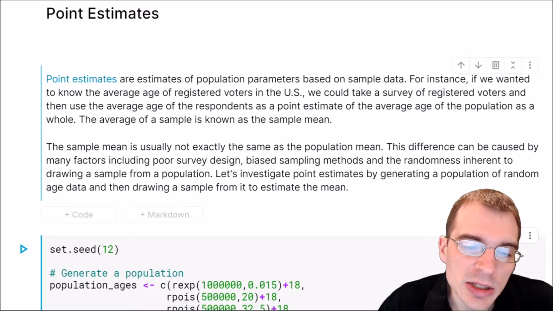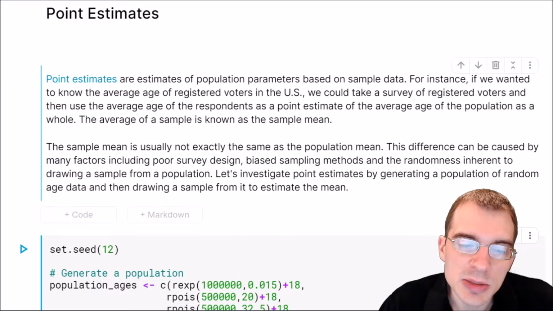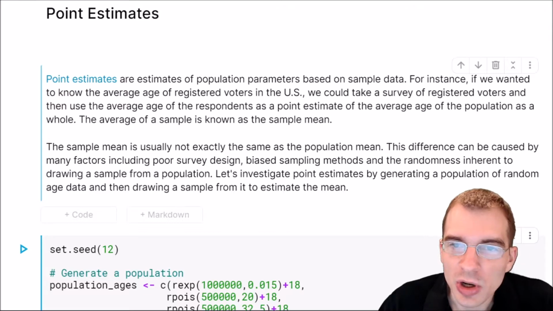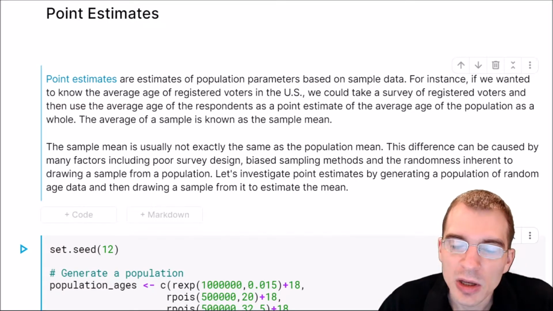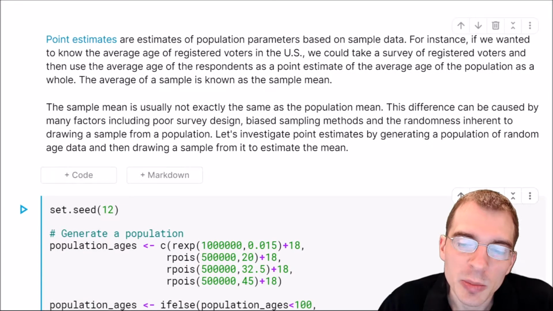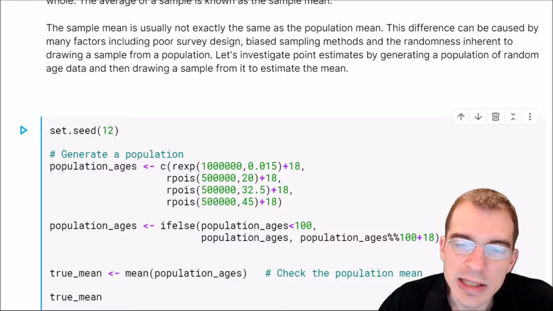Now, the sample mean is usually not exactly the same as the population mean. This difference can be caused by many factors, including poor survey design, biased sampling methods, or just the randomness inherent in selecting a subset of people and drawing from that. We're not always going to draw people that represent exactly what the overall population is going to be. We're going to start by investigating this point by generating a population of random age data and then drawing a sample from it to examine what the mean of the sample is versus the mean of the population.